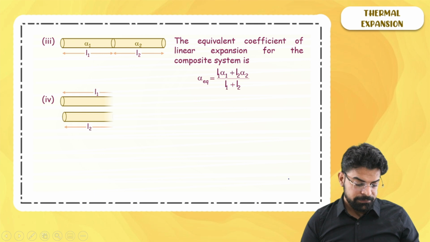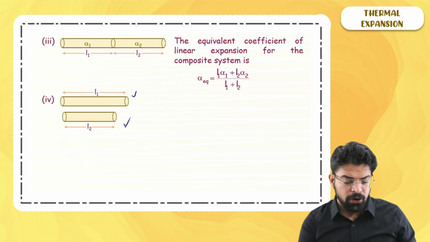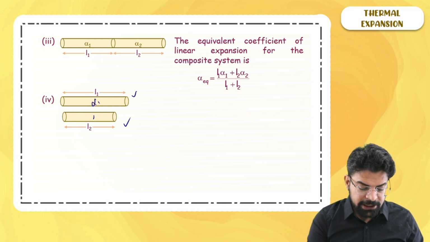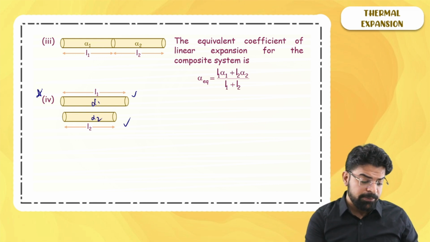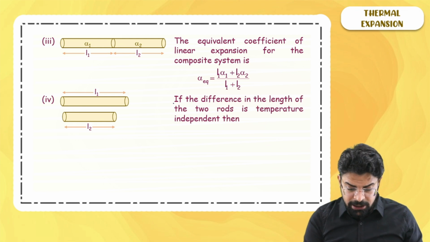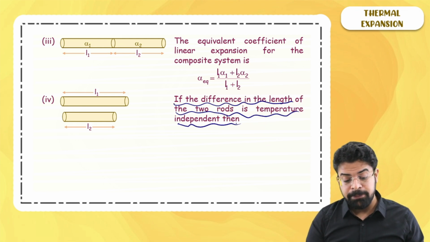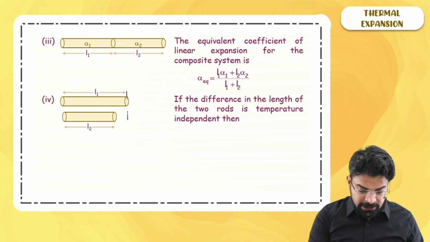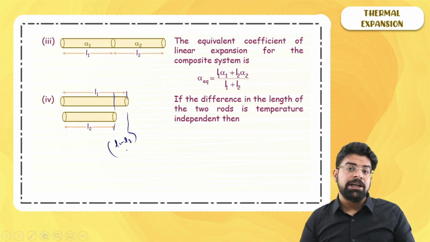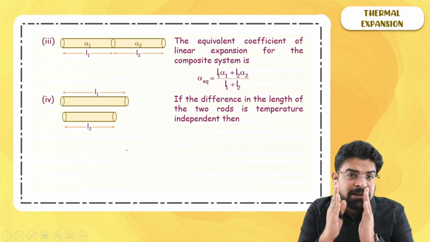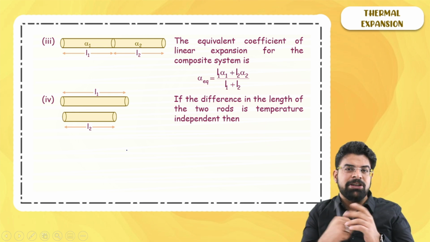Next point, if you have got two rods having length L1 and L2 and having coefficients of linear expansion alpha 1 and alpha 2, and this is an important example, if the difference in the length of the two rods is temperature independent, then it means that the difference in the length, which is L1 minus L2, does not change with the temperature. How can this be possible? What is the condition such that the difference in the length of these two rods is temperature independent?